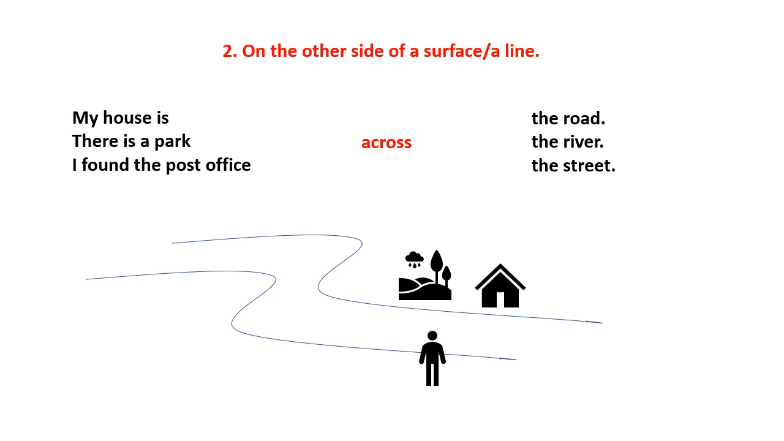In the same way, there is a park across the road, there is a park across the river, there is a park across the street. That means the park is there on the other side of the road or river or the street. Similarly, I found the post office across the road. I found the post office across the river. I found the post office across the street. We can write across for the meaning on the other side of a surface or a line like this.